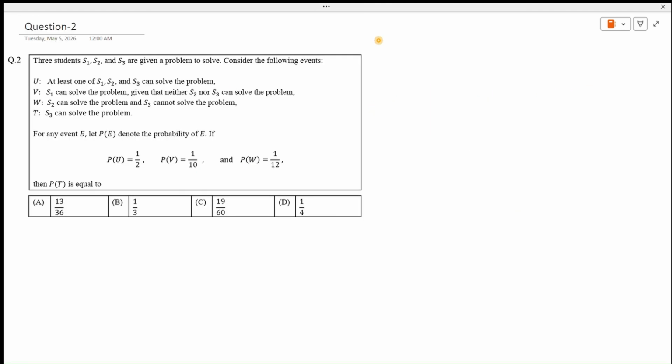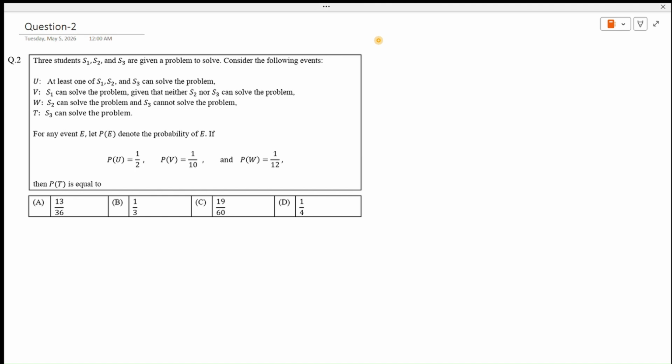Now let us look at question number 2. Three students S1, S2 and S3 are given a problem to solve. Consider the following events. There are four events here, and these are the probabilities of three of those events. Then P of T is equal to probability of three. The first case is that at least one of the students S1, S2, and S3 can solve the problem.